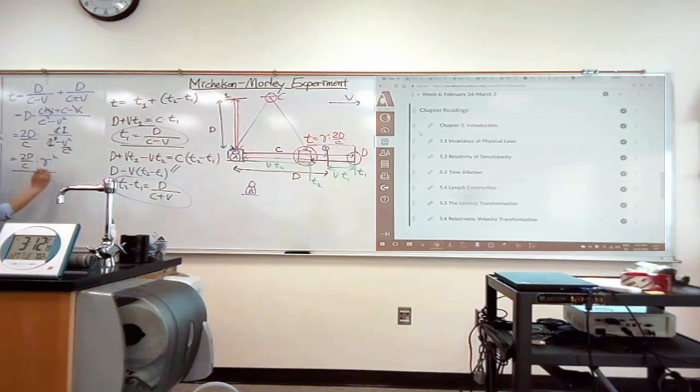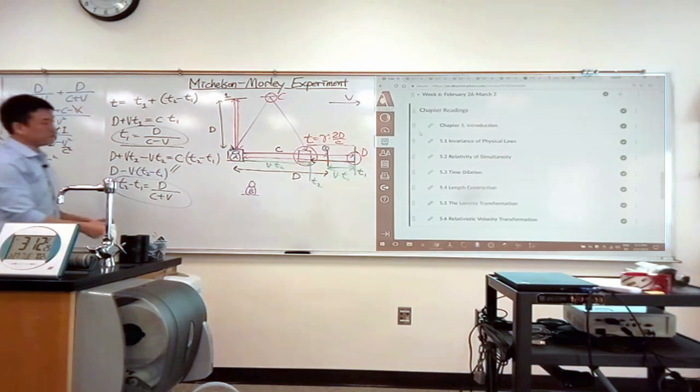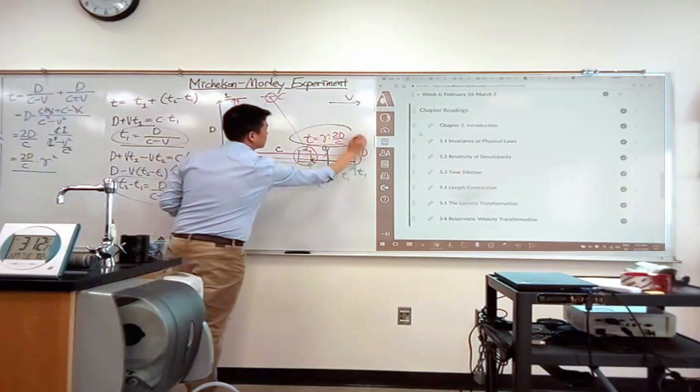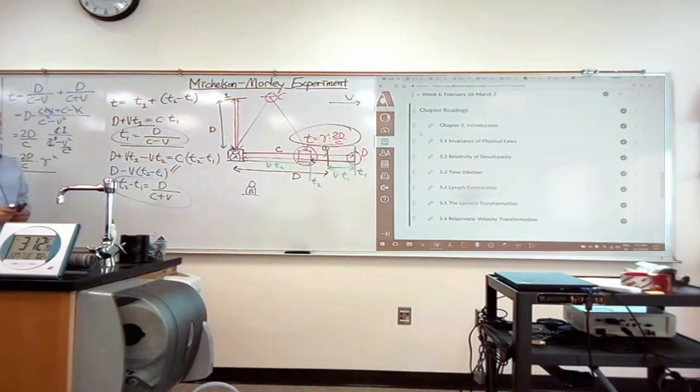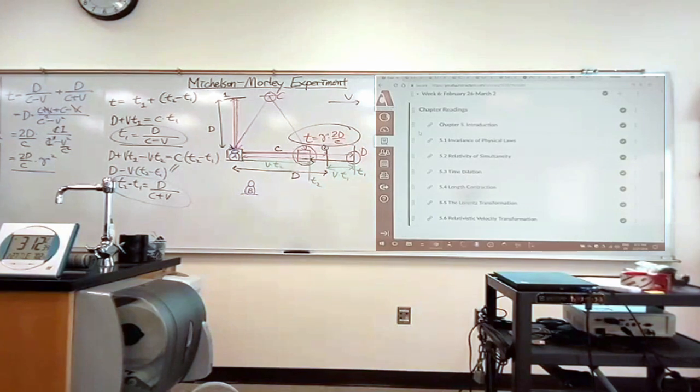And this is where you run into a little bit of contradiction. This is the expression we are trying to get to: the total time of travel is gamma times 2d over c. I have total time of travel is 2d over c. All right, so far so good. But I have gamma squared. What did I do wrong?